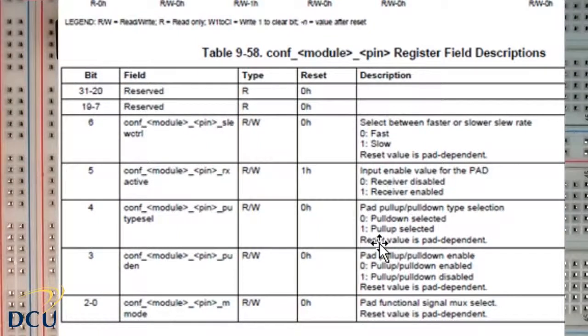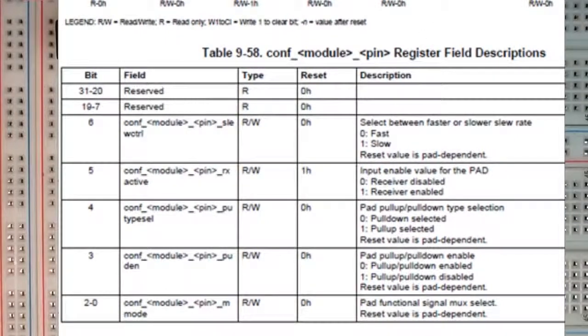And then we'll see that we want to set up pad pull up down type. If we want pull up or pull down, in this case, we'll set it to 0 for pull down selected. And then finally, I suppose this is the one that sets us up as an input or an output. Input enable value for the pad, 0 for disabled, 1 for enabled. So we want 1. We want to use this pin as an input pin. So this means that the 5th bit needs to be a 1. And this one here, faster or slower slew rate. I'm not too sure what this means, but at the moment 0 fast sounds good, so we'll use that. So 0, 1, 0, 0, 1, 1, 1.